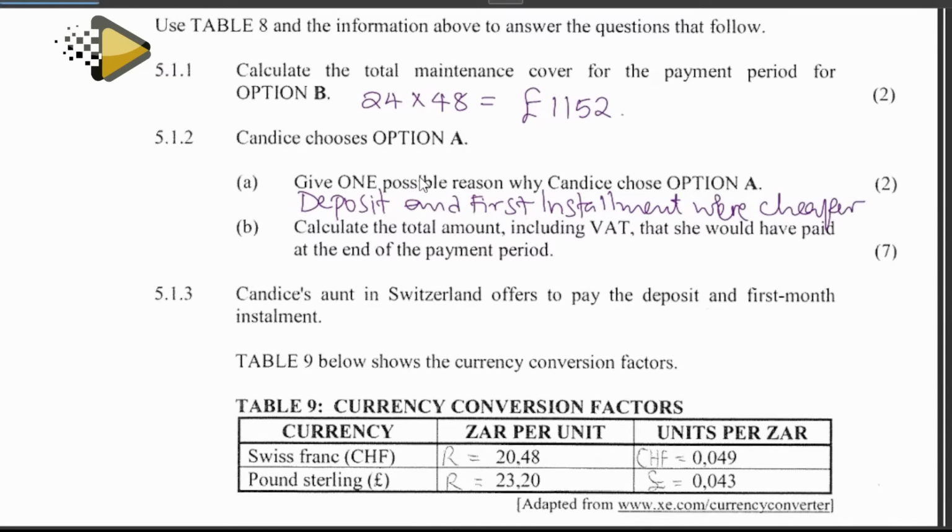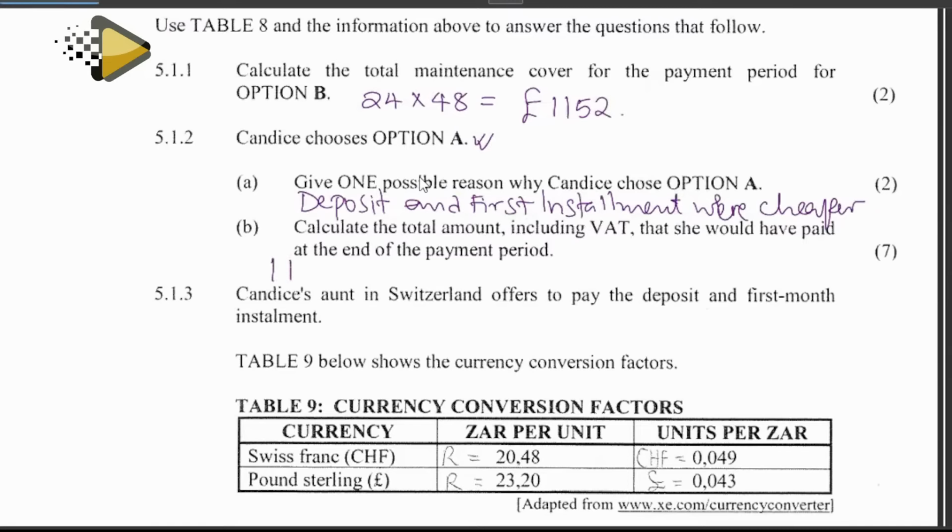Were cheaper compared to option B. Then calculate the total amount, including VAT, that she would have paid at the end of the payment period. Now, it's option A. Cassidy chooses option what? So we go there and we see at the end.